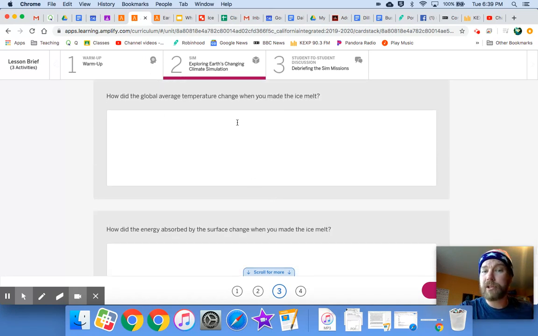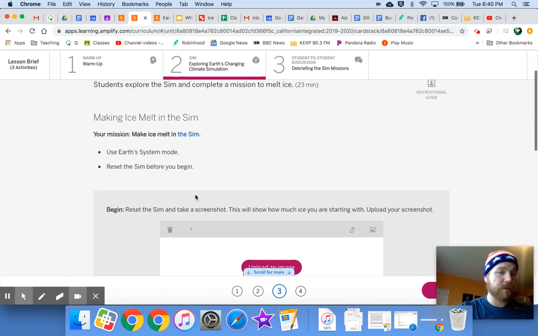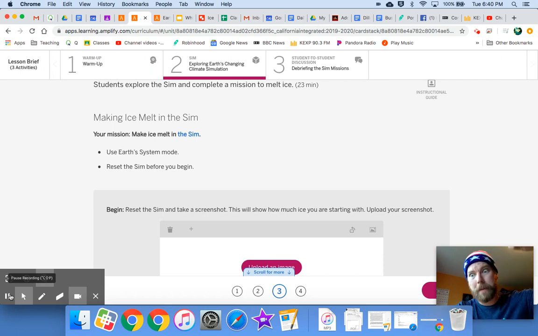How did the global average temperature change when you made the ice melt? So you got to pay attention to that. And how did the energy absorbed by the surface change when you made the ice melt? So please do answer those two questions. So go ahead and take some time, play around with the simulation, make that ice melt, answer those questions, and then come back when you're done. So go ahead and hit pause.